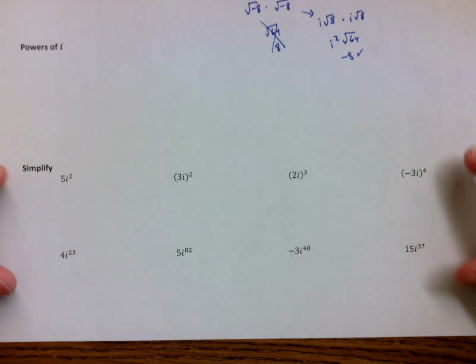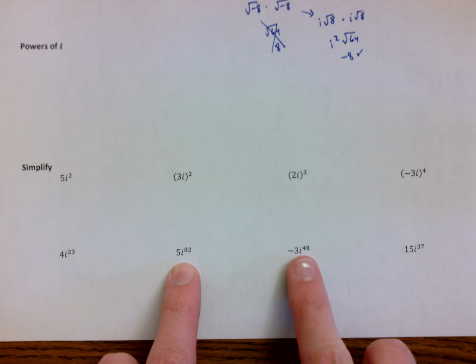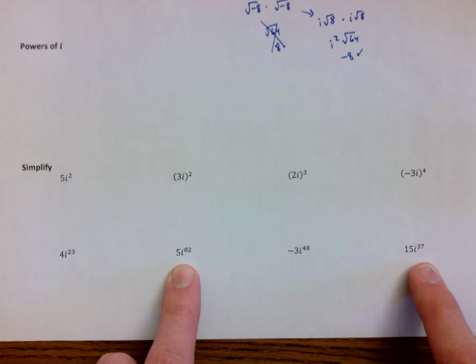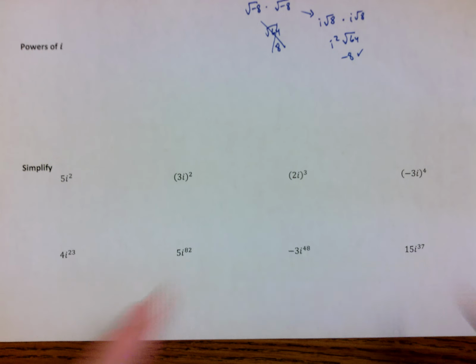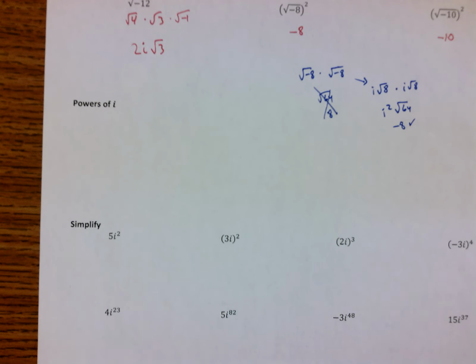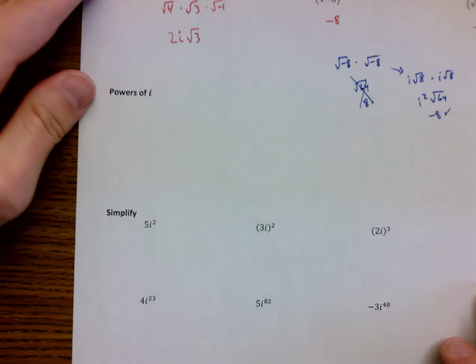Our goal here is to look at expressions where you have I to some ridiculously high exponent, and be able to look at that and quickly and easily figure out what it's equivalent to. To do that, we're going to build a pattern here. So follow along, bear with me as we do this. All right, so we're looking at powers of I.